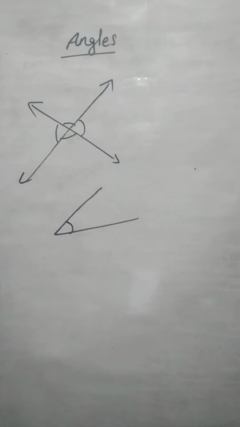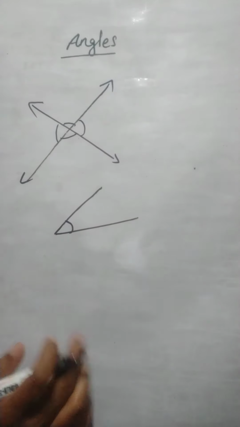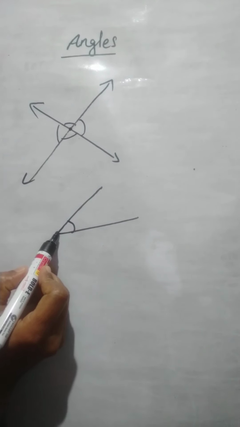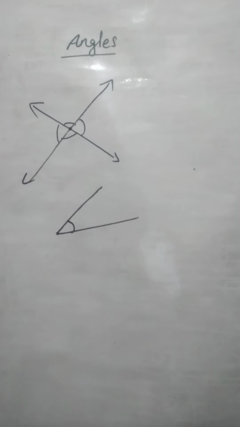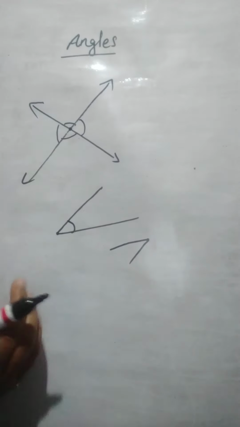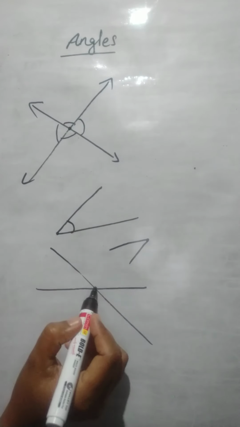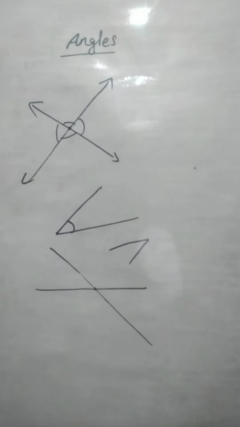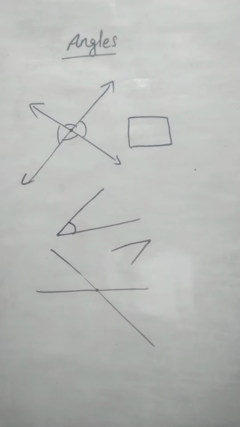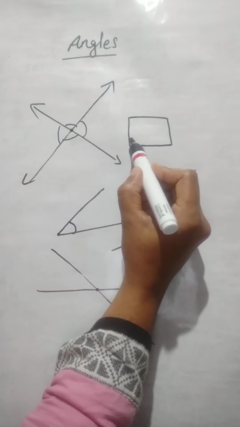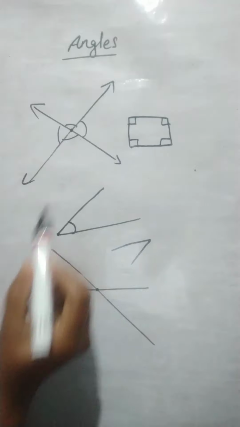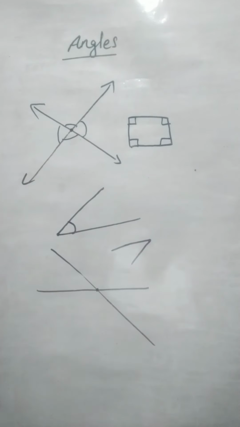Here you can see an intersecting point. Here this is an intersecting point. This is another one. Here two lines intersect. Okay, then here you can see four intersecting points. Clear? So, four angles. Clear?